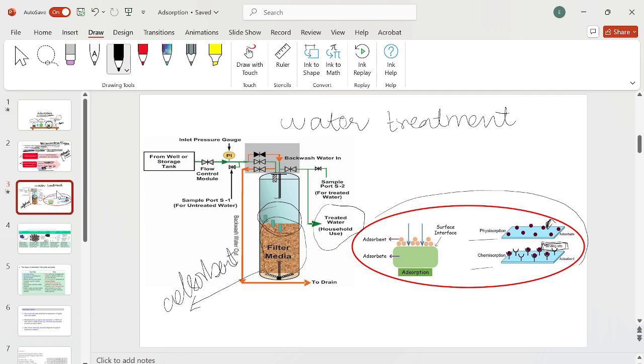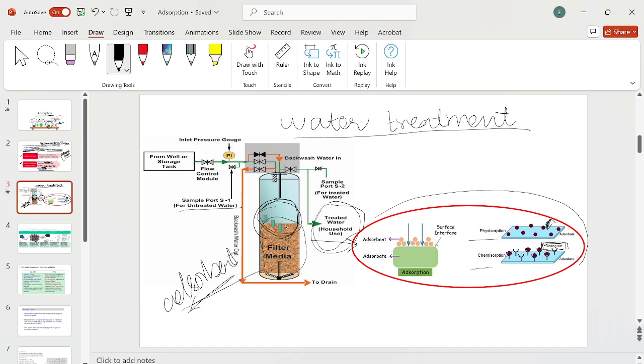Just like here it is mentioned, for a water treatment plant, we have an adsorption column. The water is coming inside, there is some interaction, and we are getting treated water. There was untreated water entering the column. The filter media here is an adsorbent. If we see this in detail, at the surface interface, there should be some kind of interaction, either physisorption or chemisorption.